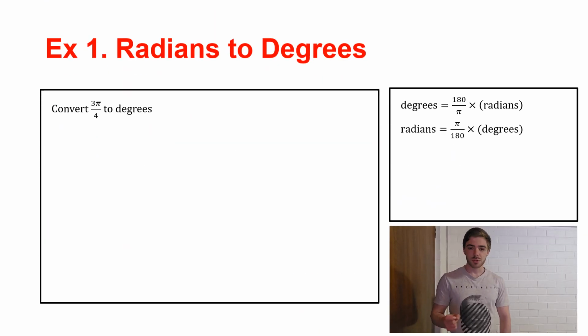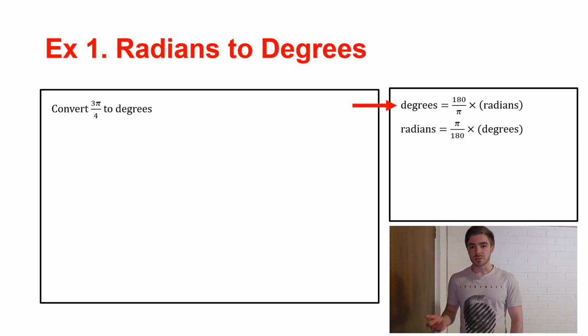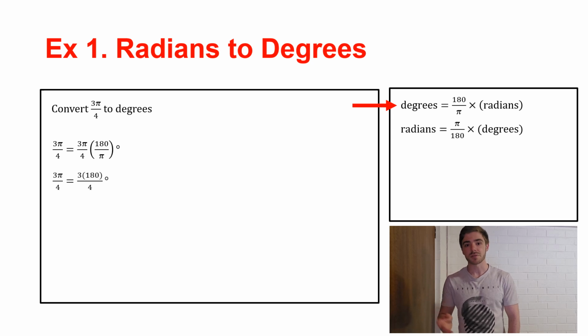So, suppose that I want to convert 3 pi over 4 to degrees. Well, using the conversion formula, I see that all I have to do is multiply by 180 and divide by pi. After a bit of simplification, we see that this comes to 135 degrees.